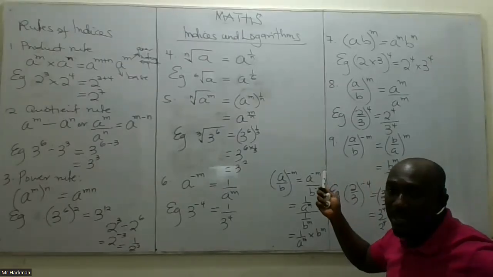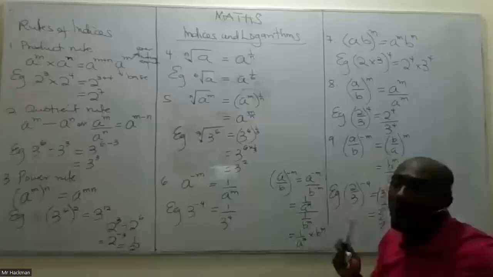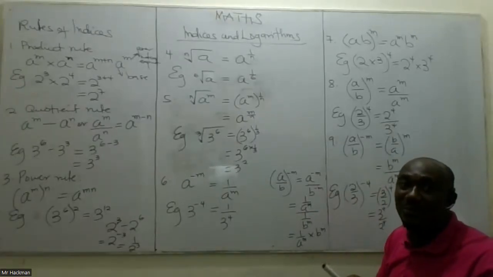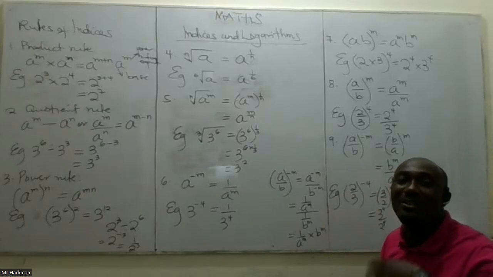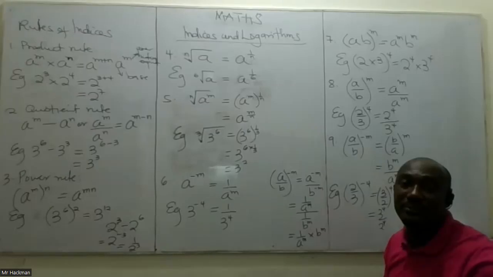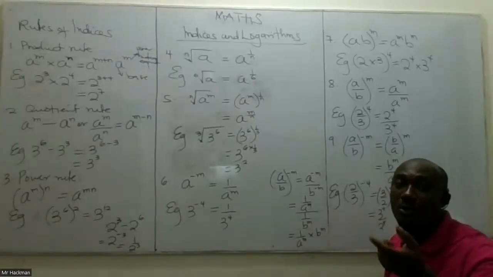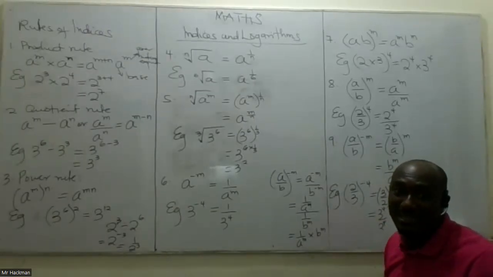Aside these rules, you should know certain properties. So I will capture this one and send it to you. Properties of indices. I think that one you know. Any number to the power 0 is what? 1. Any number to the power 1 is what? The number itself. So these are the two properties of indices that you should know. As simple as that.